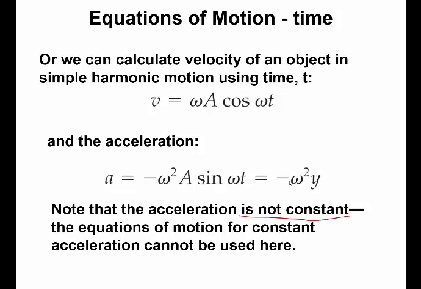Here we've just substituted in for our a sine omega t. So this is using a sine omega t. Reminding you again, omega is just 2 pi f, 2 pi times the frequency.